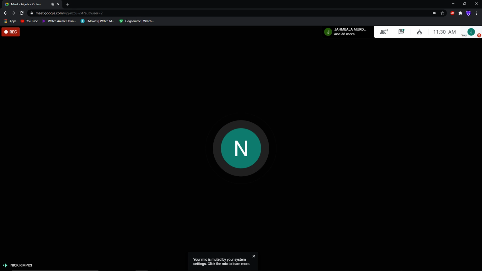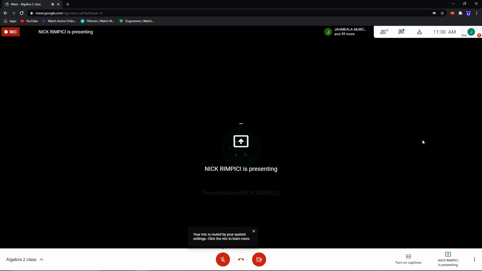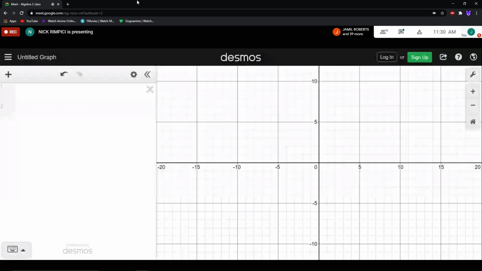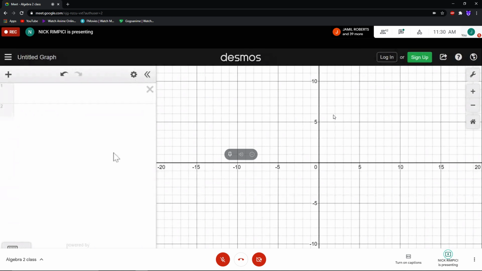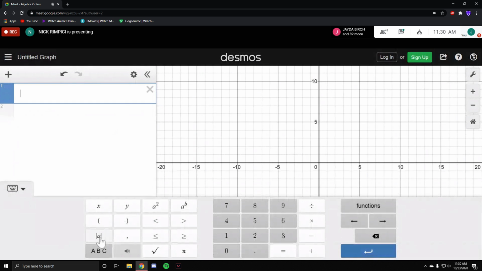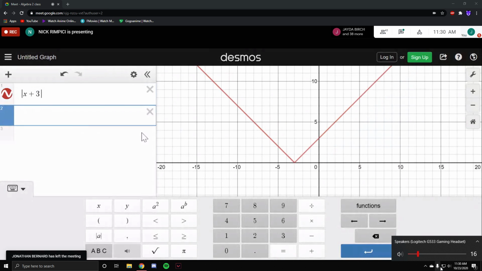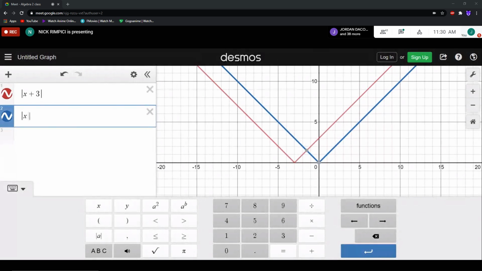So, Desmos graphing, and the 2 things, let me clear this stuff out. The 2 choices were absolute value of x plus 3, where the plus 3 is inside. That's one possibility. And the other one is absolute value of x, and plus 3 is on the outside.